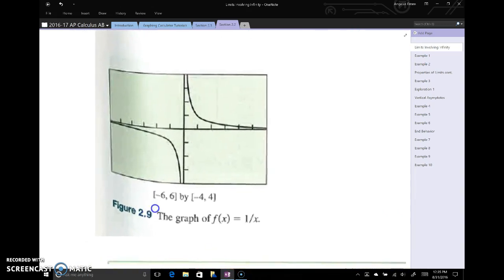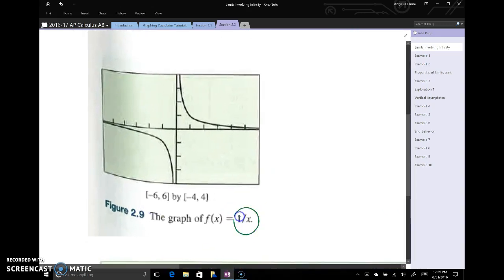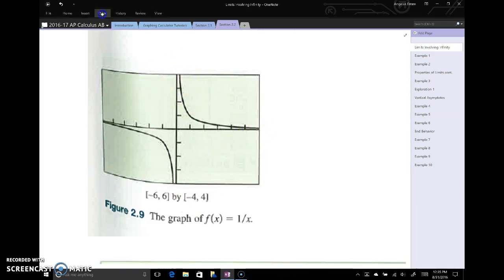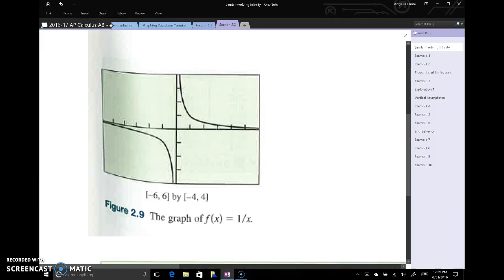So let's look at this function. This function is 1 over x, and the graph looks like this. Now this window is only graphed from -4 to 4 because this function has what we would call end behavior that approaches very quickly. You guys might remember from last year that this would be considered a horizontal asymptote. The function is approaching 0 as we get large on the positive or negative x-axis.